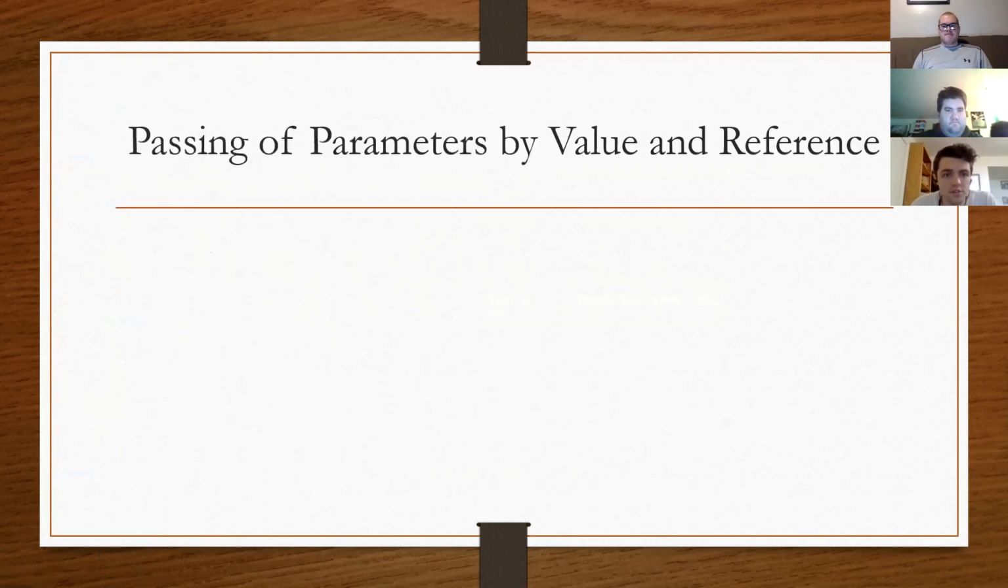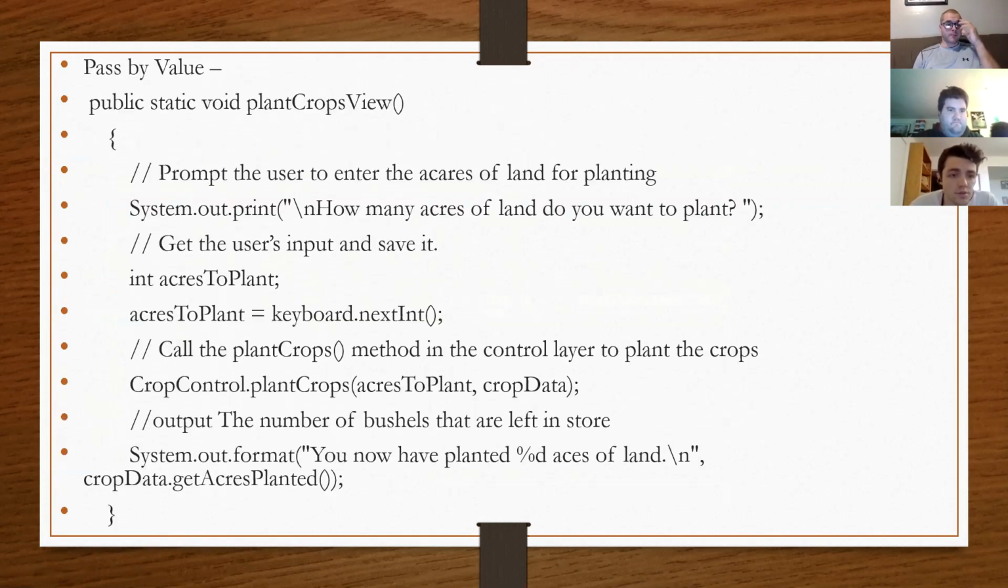So next we're going to go over the passing of parameters by value and reference. On this one, we have in this plant crops view method, down a little bit below, the crop control plant crops, acres to plant and crop data. So passing by value, the values of acres to plant and crop data, the value of those variables can be passed to other parts of our code. Both pass by value and pass by reference allow us to pass things in different parts of our code in different ways, and that's kind of how pass by value works.